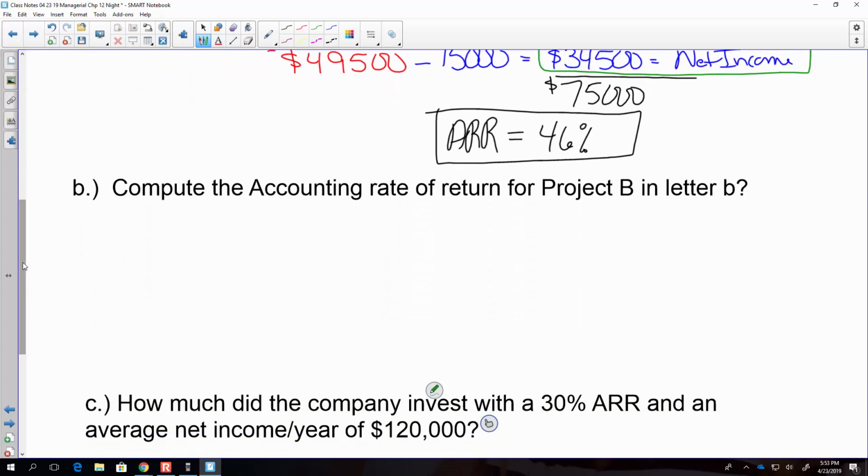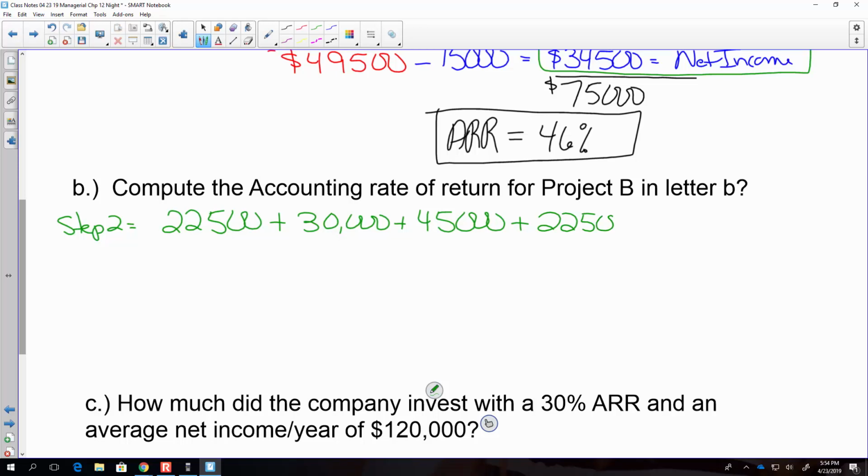Here again, we don't have to do the depreciation. We can just do the average cash flow first, step 2. $22.5 plus 30, 45, plus 22.5 plus 22.5. And we divide by 5.